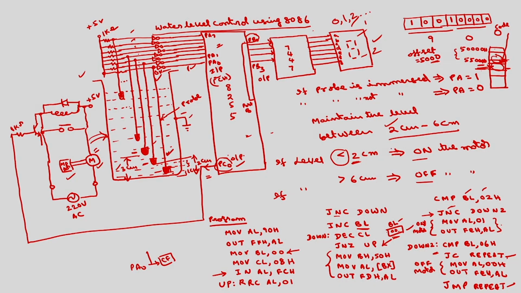Okay. If the level is maintained between 2 centimeters and 6 centimeters, nothing is to be done. You have to keep monitoring. If it is less than 2 or greater than 6, you have to switch the motors on and off. And where should this repeat be now? Repeat will be here.